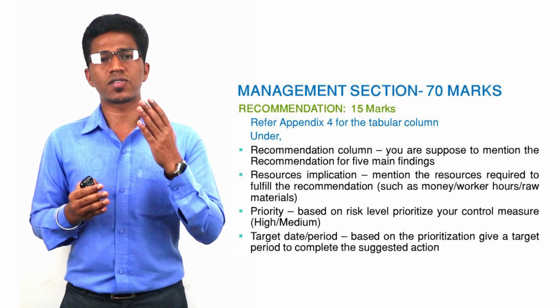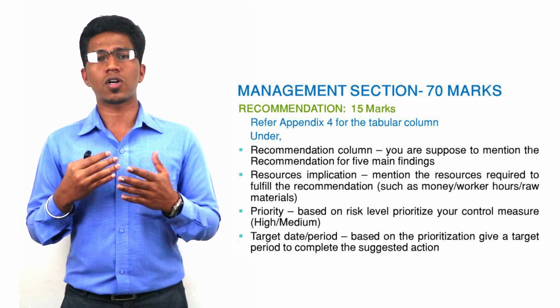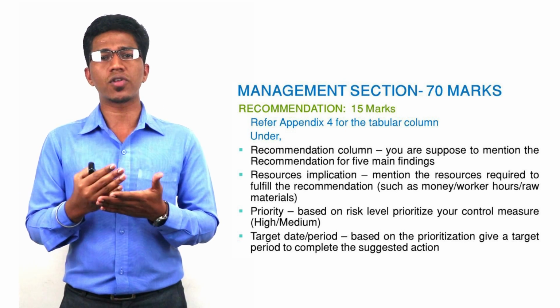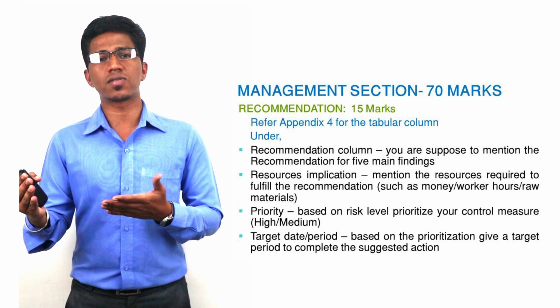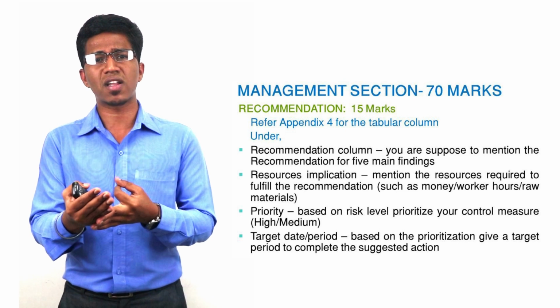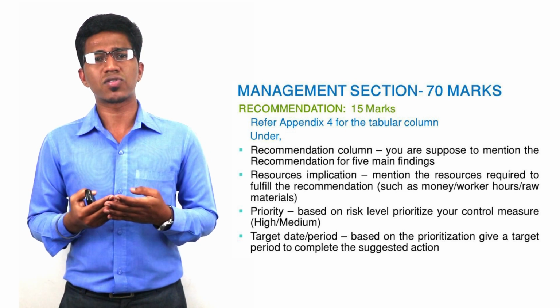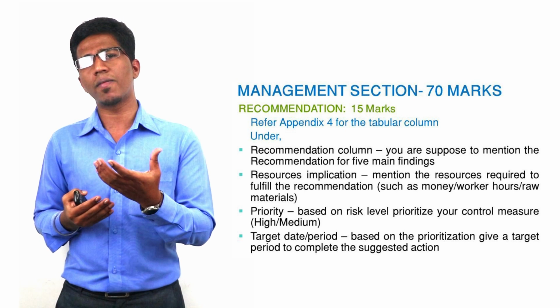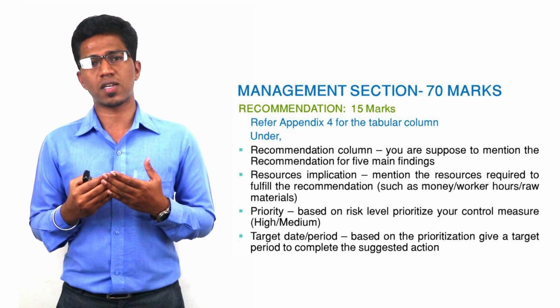Your next column is resource implication, where you're going to talk about what is required for you to fulfill the recommendation suggested. Could be money, could be resources, or could be manpower or man hours. These things can be mentioned. Instead of mentioning a lump sum amount, you can break down the cost in the second column.